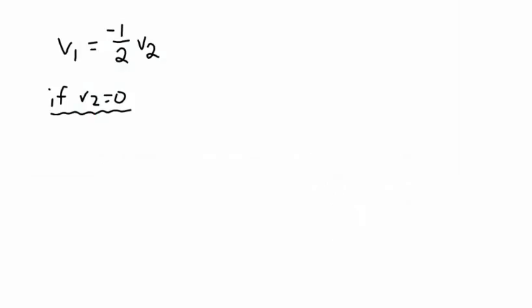Let's pretend that the value of V2 is equal to 0. So what does that mean for our original vector V? Well, V is V1 comma V2. If V2 is equal to 0, that tells us what the second component of V is, and then we can use this relationship to get the value of V1. So V1 is also going to be equal to 0. So here's one candidate for our counterexample, and let's get one more.